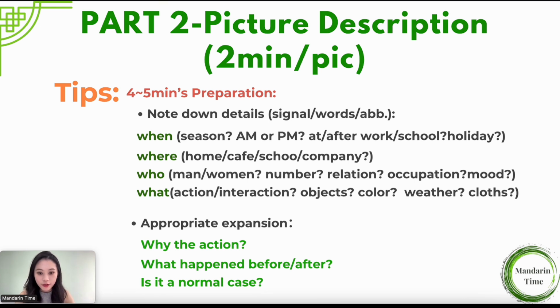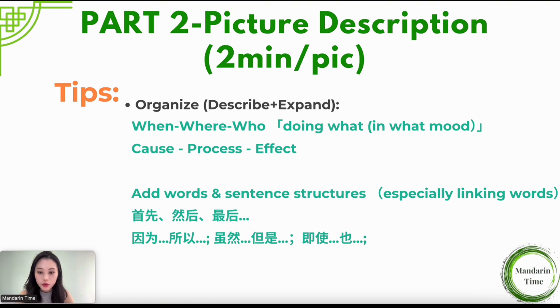Then we can put them in the following structure. What time, at what place, who is or are doing something, in what mood. Then we describe the cause, process, and effect of the story. Remember, we first describe what is in the picture and then expand on what is not directly shown in it. For the expansion part, we can add related words and sentence structures, especially linking words, to make it consistent and coherent. These following are the most used linking words for your reference.